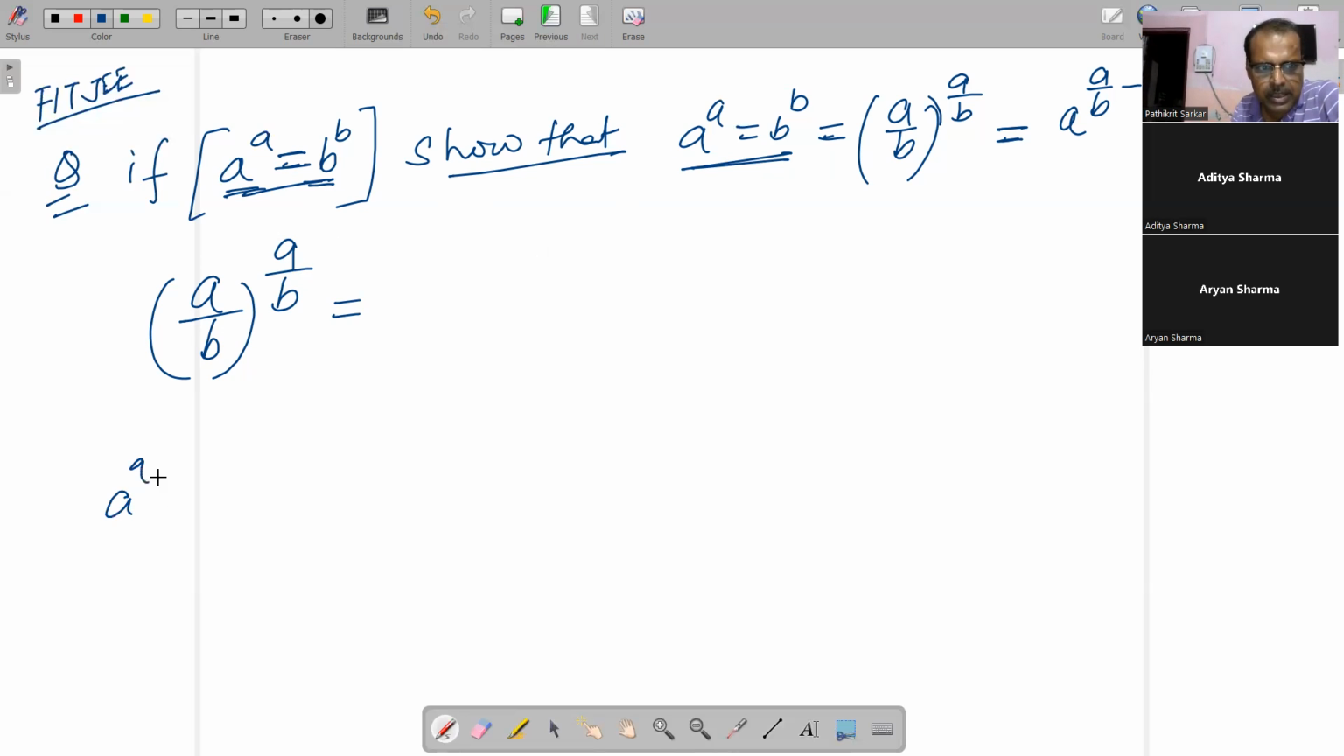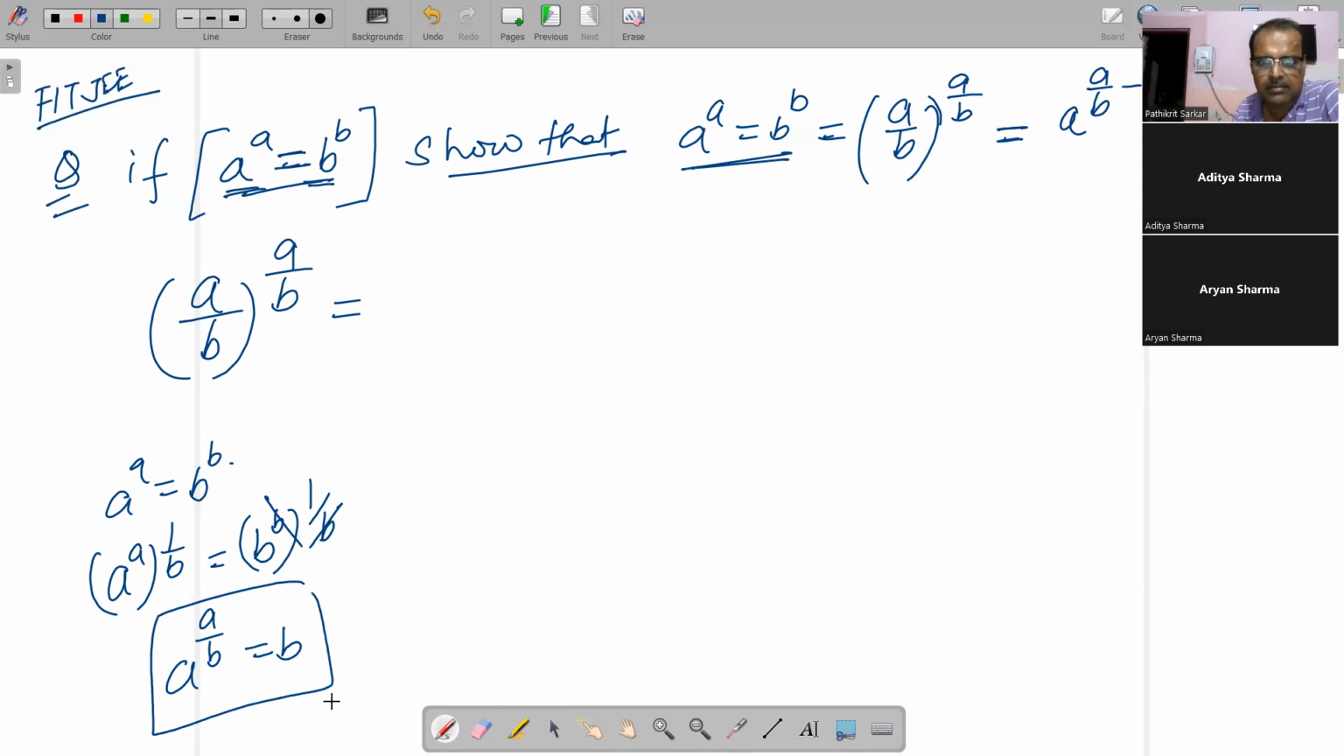a to the power a is equal to b to the power b, that is given. तो we can write down sir, a to the power a whole to the power 1 by b is equal to b to the power b whole to the power 1 by b, ऐसे लिख सकते हैं. तो इसको ऐसे ऐसे काट दो, तो it comes down to a to the power a by b is equal to b. ये आ गया.